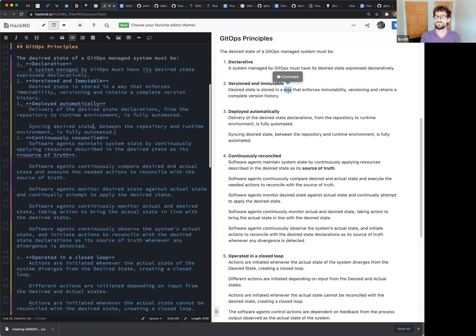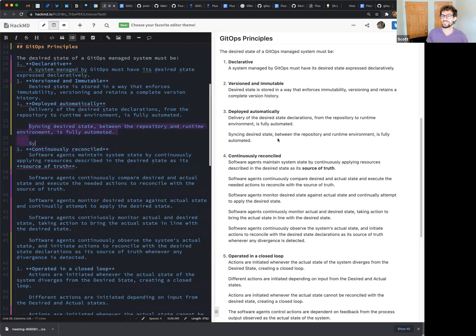I mean, it seems fine to me one way or the other. Do we even need between the repository? Wouldn't it just say syncing desired state and runtime environment is fully automated? Wherever it's stored doesn't matter. Yeah, I like that better. Syncing the desired state and the runtime environment is fully automated. So basically.